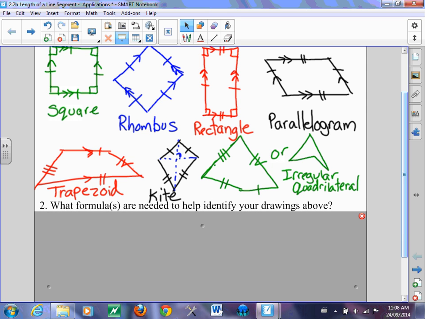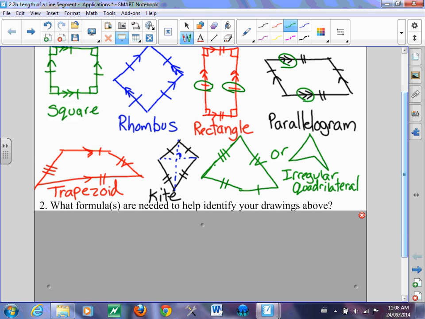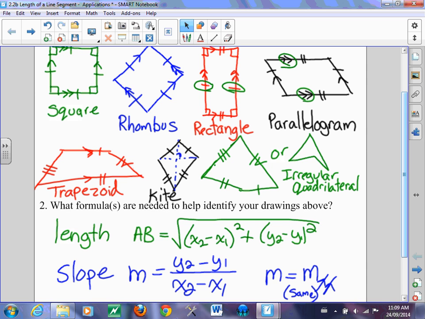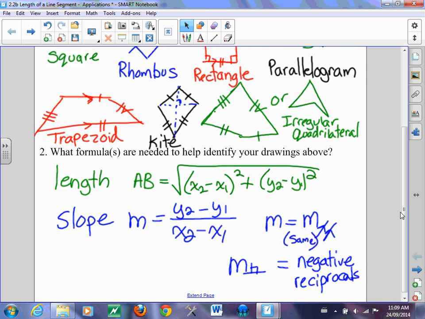Last question, ladies and gentlemen. What formulas are needed to help identify the drawings below? First of all, we can focus on doing these arrows. To prove that two lines are parallel, you would calculate the slope. So you need the slope formula. Also, symmetry in terms of equal sides means we've got to be able to calculate the lengths. So the 2 formulas you should know are the length formula or the distance formula we learned last class, as well as the slope formula.